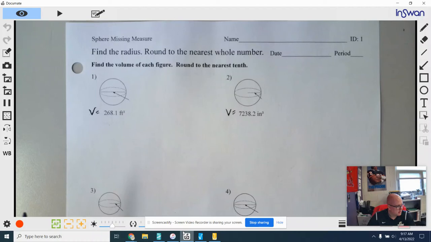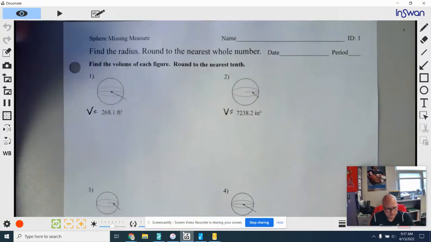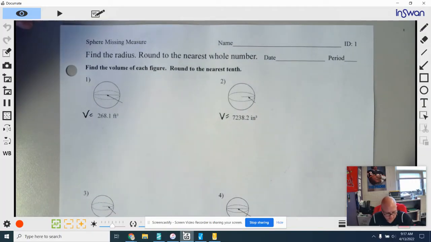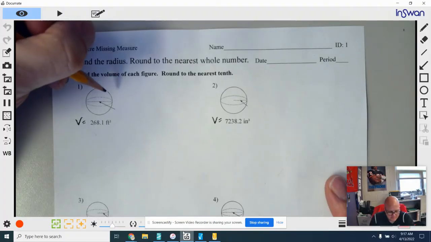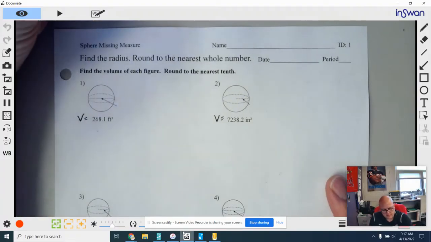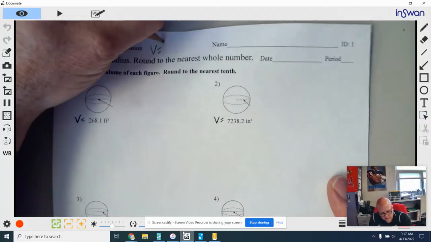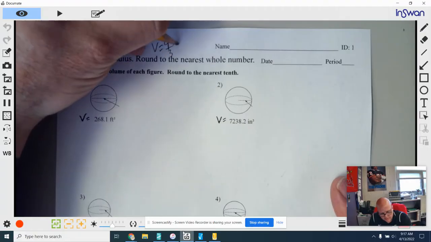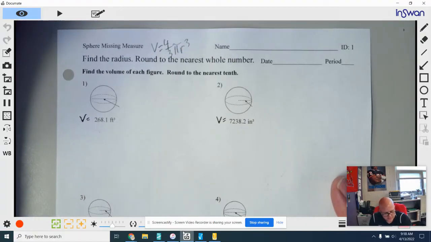All right, guys, for today's lesson, you need this sphere sheet, sphere missing measure. So today we're going to talk about finding the missing measure in a sphere, and there's really only one thing you can find, the radius, or the diameter, I guess you could find as well. But remember, first we need to know how the formula relates to the problem. So the formula, again, is 4/3 times pi times radius cubed.